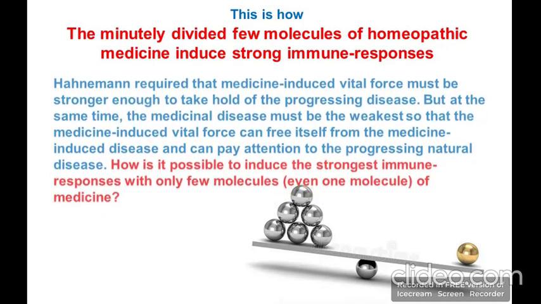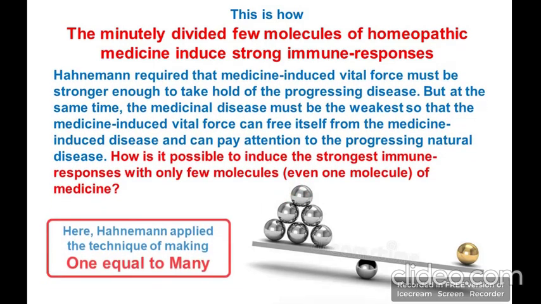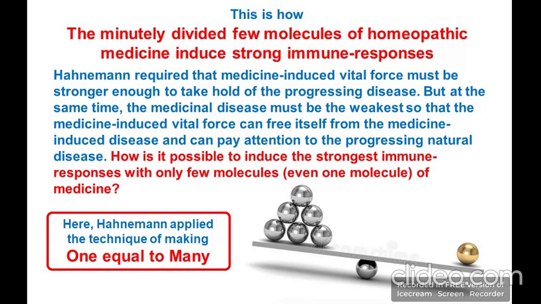Hahnemann required that the medicine-induced vital force must be strong enough to take hold of the progressing disease. But at the same time, the medicinal disease must be the weakest, so that the medicine-induced vital force can free itself from the medicine-induced disease and can pay attention to the progressing natural disease. How is it possible to induce the strongest immune responses with only a few molecules, even one molecule, of medicine? Here, Hahnemann applied the technique of making one equal to many.